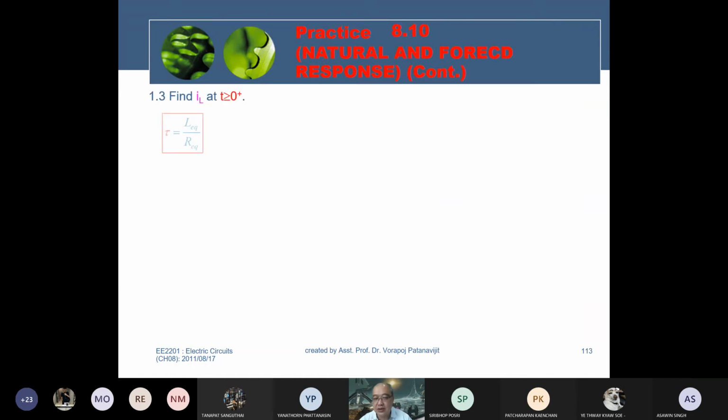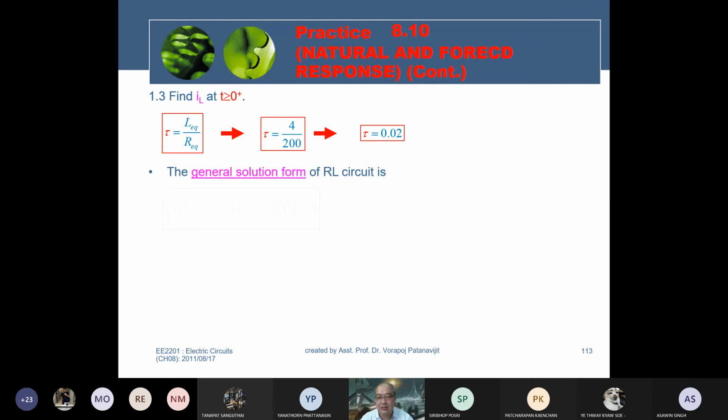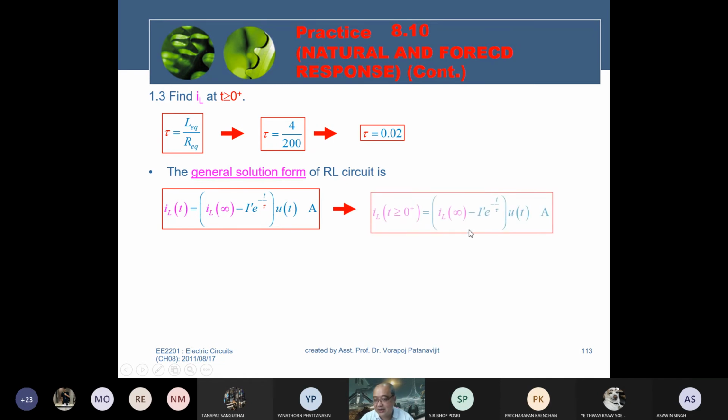The next one is you determine the inductor's current for time greater than 0. You determine the equivalent inductor and equivalent resistor, and you get the time constant. After that, you substitute them into the general form of the inductor current, I_L. You are required to use the inductor's current at time infinity and the time constant.